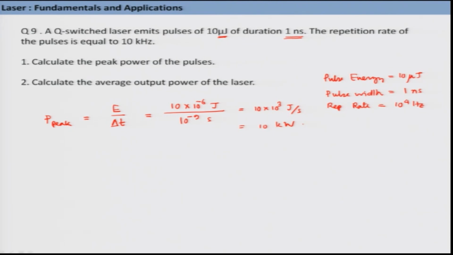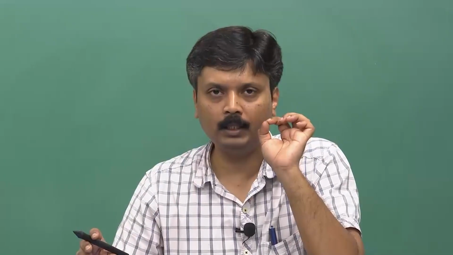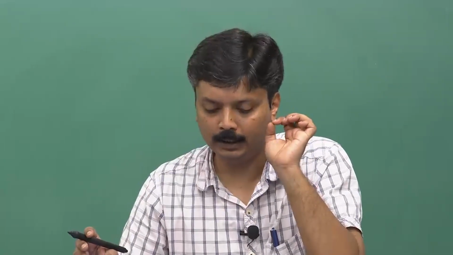Now, what is the average power? If you know the pulse energy, okay, so you essentially have this system. So, you know this energy. Now, you know how many times such pulses will be there. So, you know the repetition rate. So, then if you multiply the repetition rate with the pulse energy, you get essentially the average power.